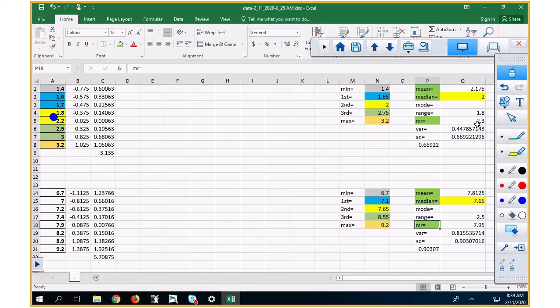So it looks to me like the tighter data is going to be the first group, because the standard deviation is a little bit less than here. Not much, but a little bit less. So the spread is more on the second group. But let's go ahead and I'll draw the curve and put the empirical rule in.